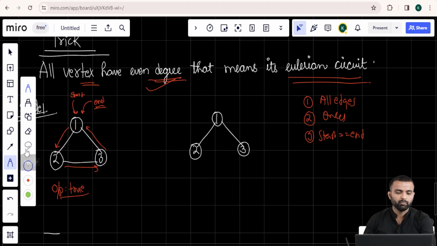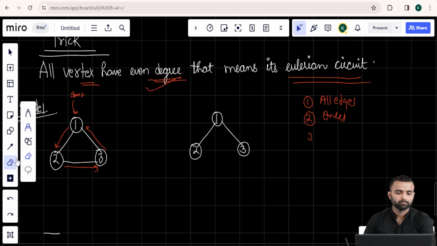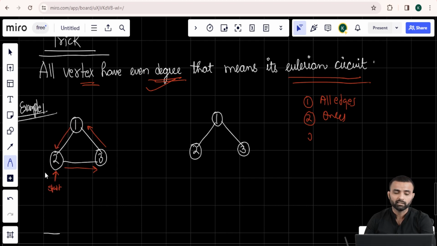Now let me do another dry run. It's a small graph, so you can understand it better. Let me erase this first. Now if I start from 2, I go to 3, then to 1, then again to 2. So this is my start and this is my end also. This also follows the property. That's the second point we have to keep in mind.